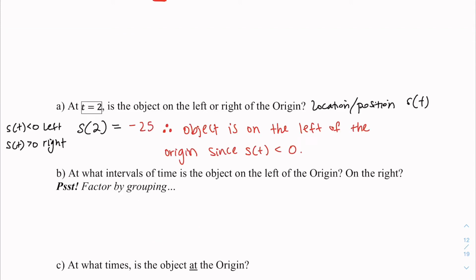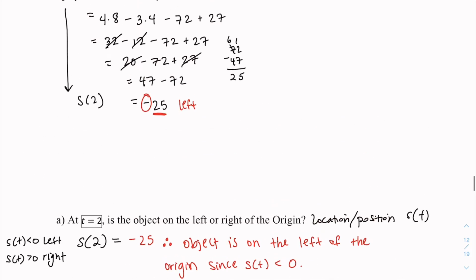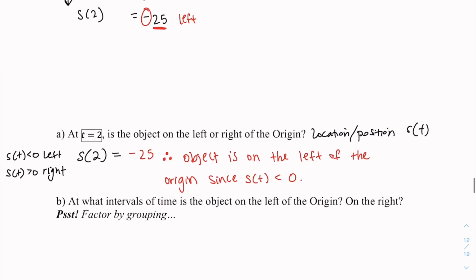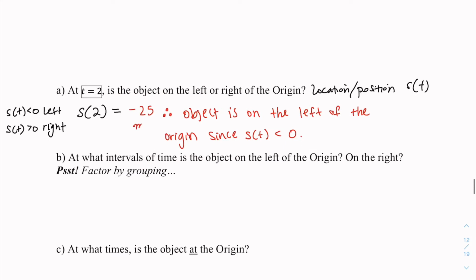Okay, so they didn't give us units in this problem, but let's assume that we're talking about meters and time is measured in seconds. So then to add some units to our problem, s of 2 would be negative 25 meters. We're 25 meters to the left.